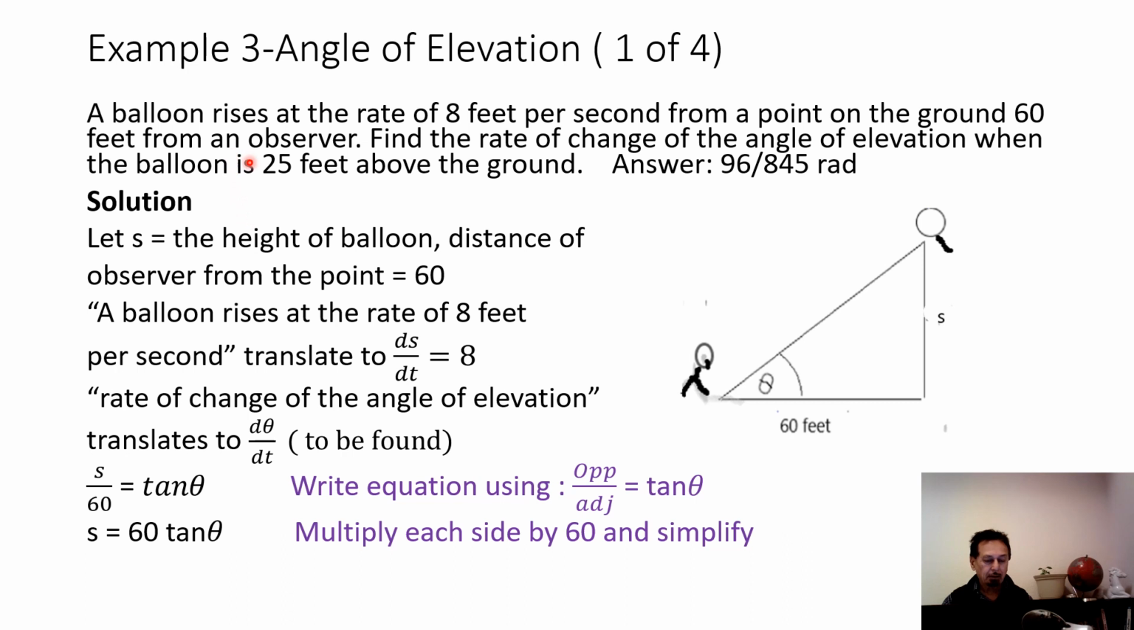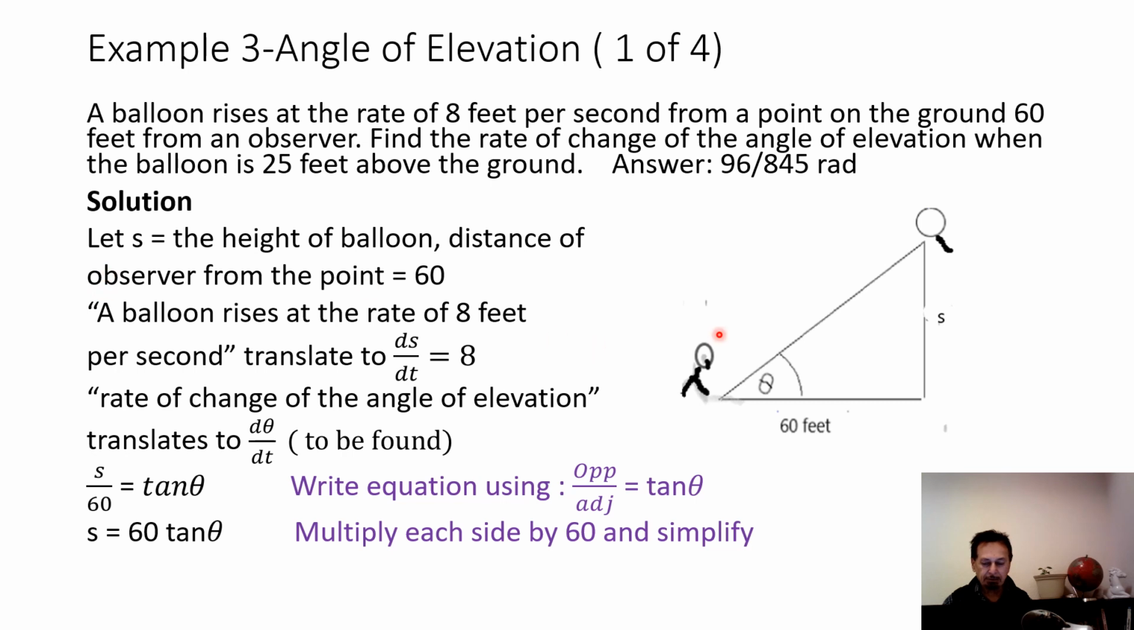Example 3. A balloon rises at the rate of 8 feet per second from a point on the ground 60 feet from this observer. We have to find the rate of change of the angle of elevation. This is the angle of elevation theta when the balloon is 25 feet above the ground.